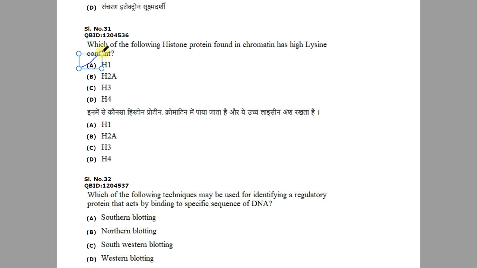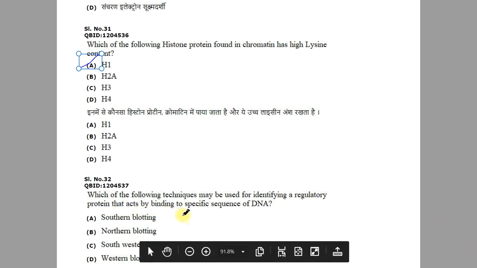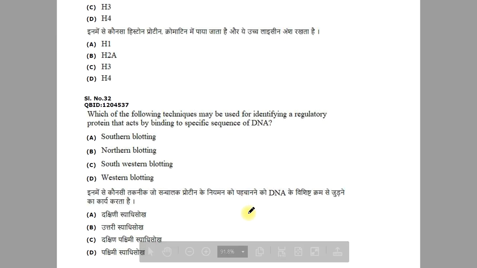Now question number 32. Which of the following techniques may be used for identifying a regulatory protein that acts by binding to a specific sequence of DNA? A. Southern blotting, B. Northern blotting, C. Southwestern blotting, and D. Western blotting. Here option C, Southwestern blotting, is correct.